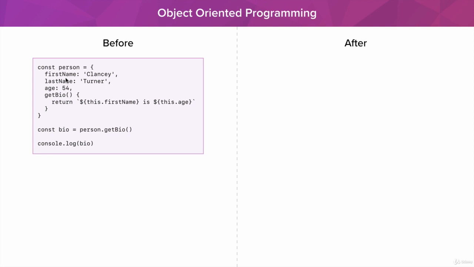The thing I want to talk about though is how we could potentially reuse this. Imagine I needed a second person or a third, or someone gave me a list and I had to generate a new person for each one to take advantage of those methods like getBio. Currently, we do not have a good way to get this done. What we're going to start talking about, though, is how we can get that done.